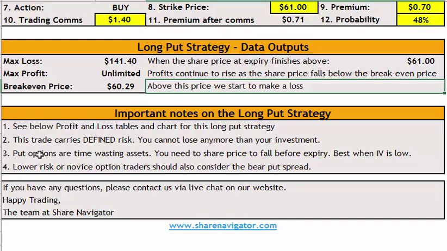But please remember, put options are time wasting assets and you need the share price to move before expiry in your favor. Otherwise, the value of that put option can expire to zero. And it's best placed to buy these put options when implied volatility is low. And the reason is that you'll be able to buy them cheaper than when implied volatility is high.